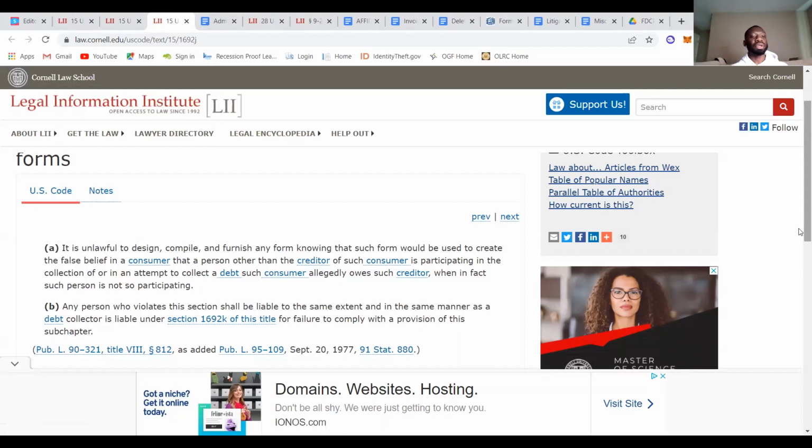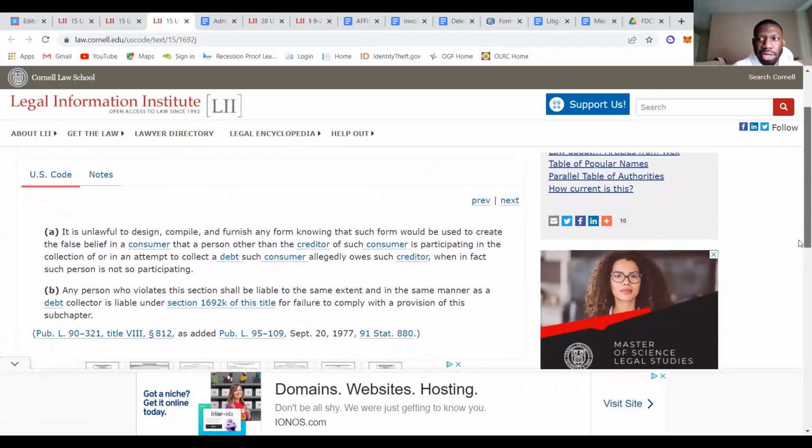B, any person who violates this section shall be liable to the same extent and in the same manner as a debt collector is liable under section 1692k of this title. We're going to go to 1692k next. That's where the money is, for failure to comply with the provisions of this subchapter. So 1692j, pretty self-explanatory, just additional violations for y'all to get them under.